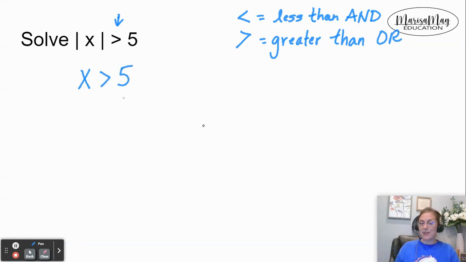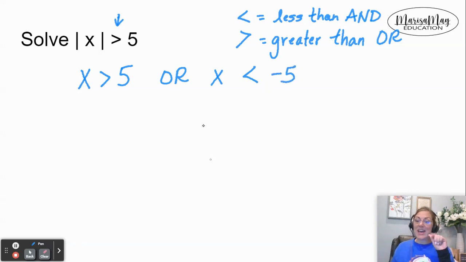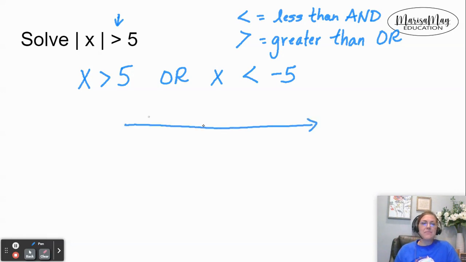Notice I took the absolute values off. Or x is, watch the two changes. Flip the inequality, change the sign on the number. So x is greater than 5, or x is, two changes, flip the inequality, make the number negative. Now, if you need to get fancy and go ahead and graph it, we can do that.